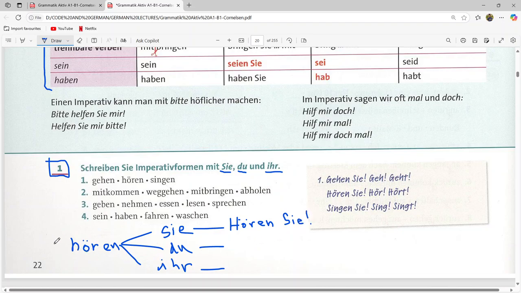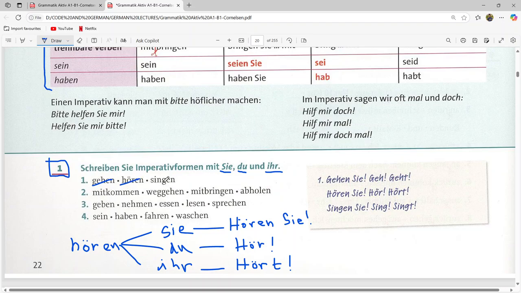Again in the du form, hören will be hörst, right? The st will be removed and also du will be removed, so it will be just hör. And in the er form, hören is hört. Don't have to use the er here, just hört. Okay, done. So this verb is done.